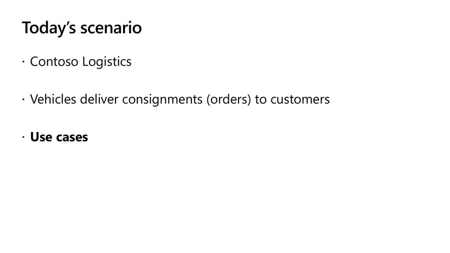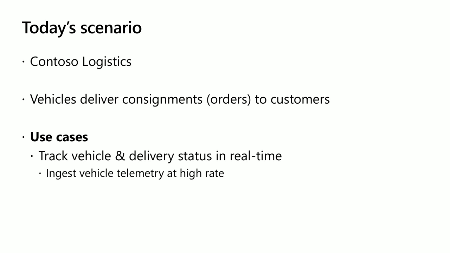So we have a bunch of vehicles on the road, and we're developing a new app, and we want to do two different things. The first thing we want to do is track our vehicle and delivery status in real time. And in order to do that, if we have a bunch of vehicle telemetry, we're going to need to ingest it into some service at a very high rate.